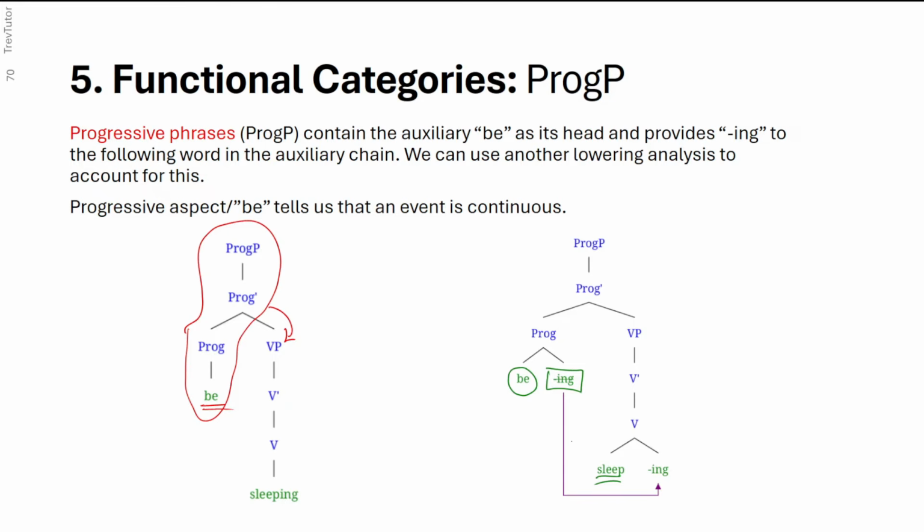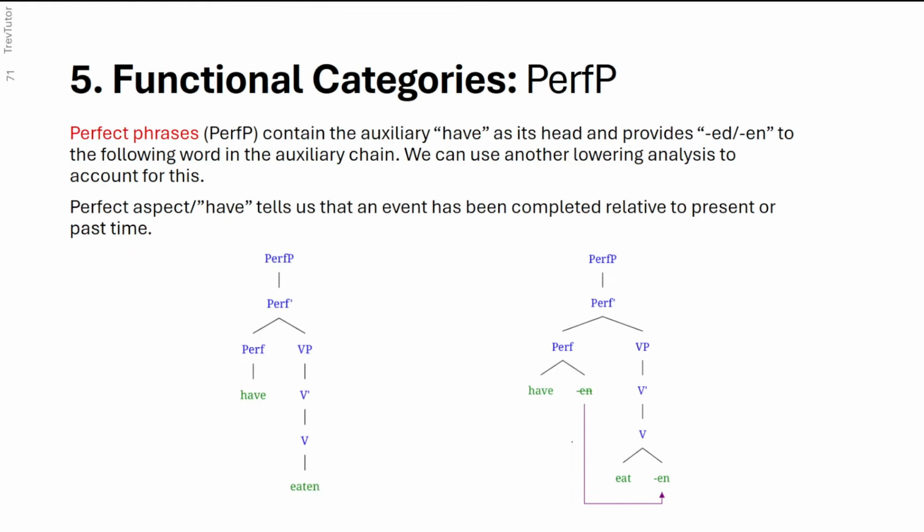Now, the perfect phrase will always come with auxiliary have, so it'll take the have form, and it will give a suffix like ed or en, basically the participle form, to the next thing in the chain. So in the case of have eaten, we can see this en at the end, that's the participle form, so we can analyze it as the perfect having have, and then en, and then taking that and lowering it down to the next thing for have eaten.